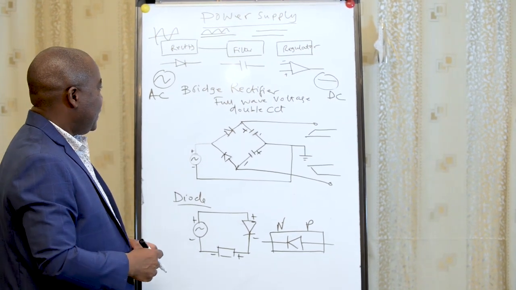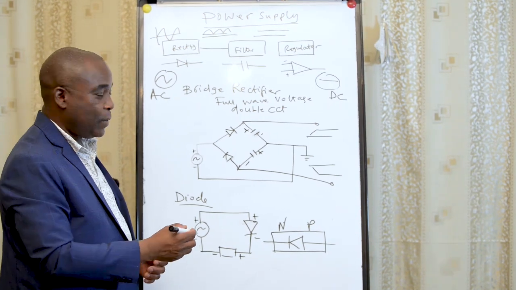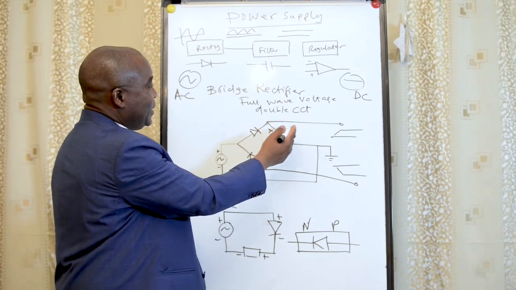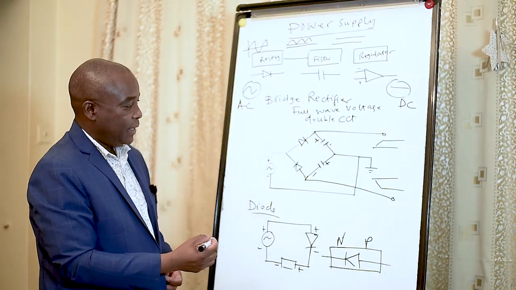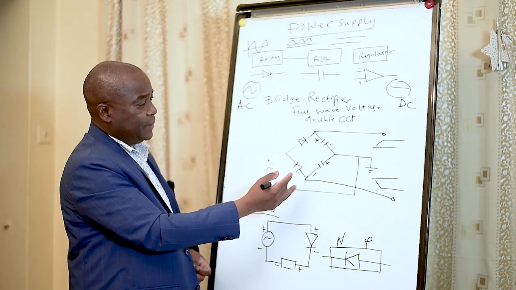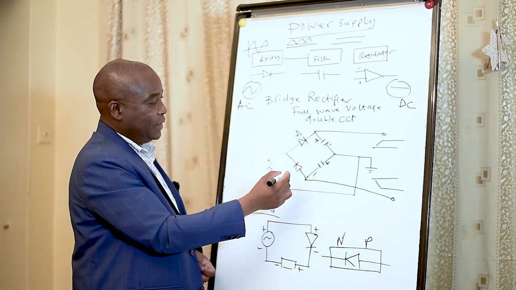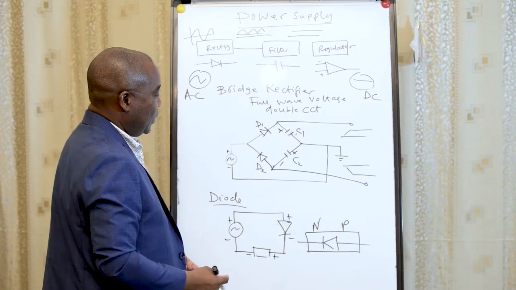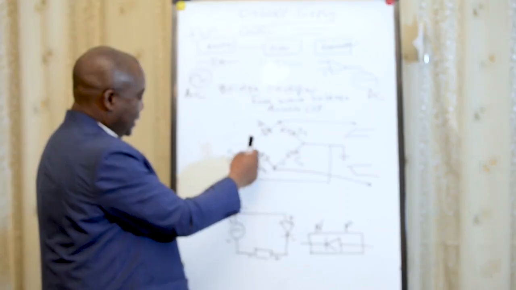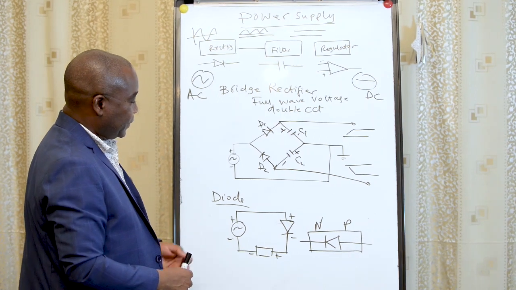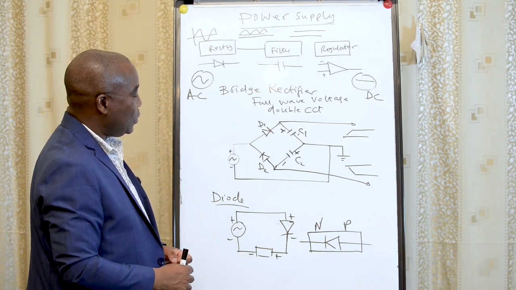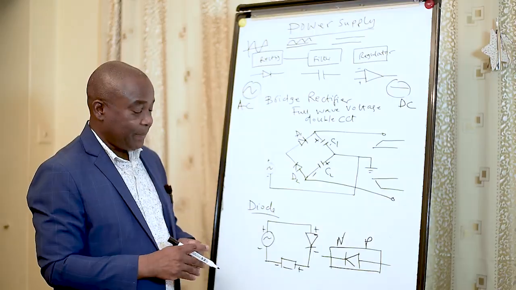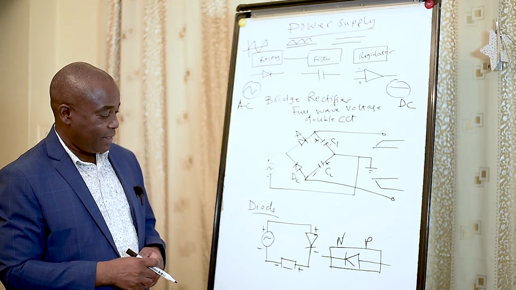In the rectification, we take a look at the bridge rectifier. This is a circuit of a full wave voltage doubler circuit. Here are the diodes. We have D1, diode 1, we have diode 2, we have capacitor 1, we have capacitor 2. What the diode does here in a bridge circuit is to cut the sine waves so as to get the linear DC supply.